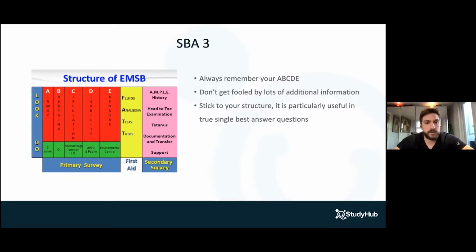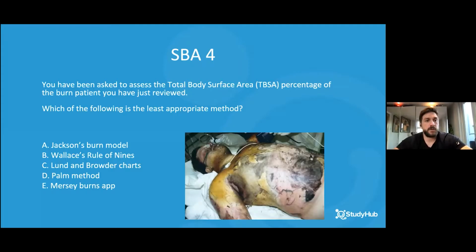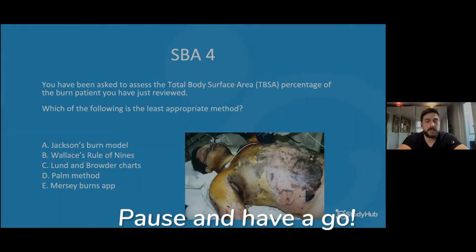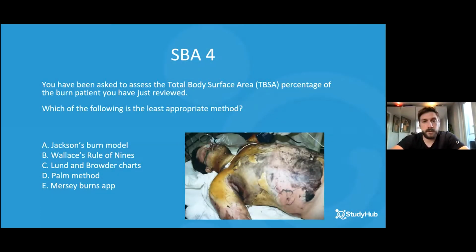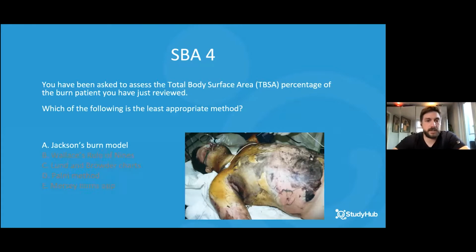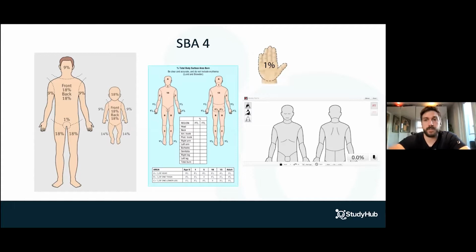Fine, so we'll move on to SBA 4. I'll just let you read this. Okay, so we've got a little bit of a split here. 57% have gone for D, the palm method. The correct answer is A, Jackson's burn model. So all of the other four options, Wallace's Rule of Nines, Lund and Browder charts, the palm method, and the Mersey Burns app, are all appropriate ways in which to determine the total body surface area of the burn.